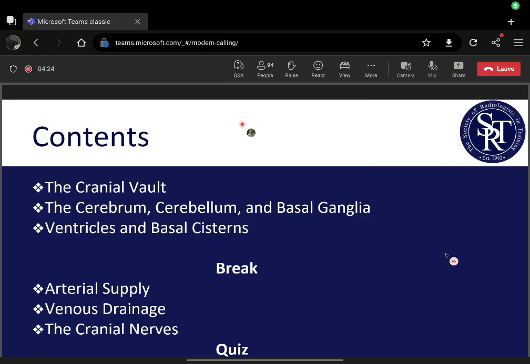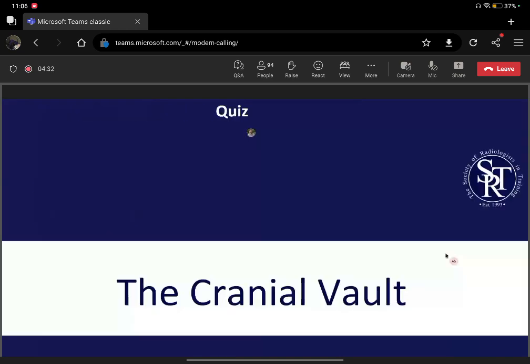Venous systems, and end with the cranial nerves and the short quiz to test your memory. Fine. I'm going to start now with the cranial vault.